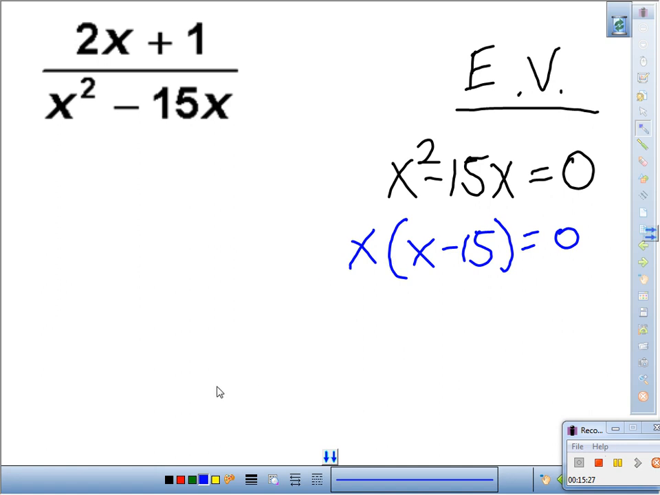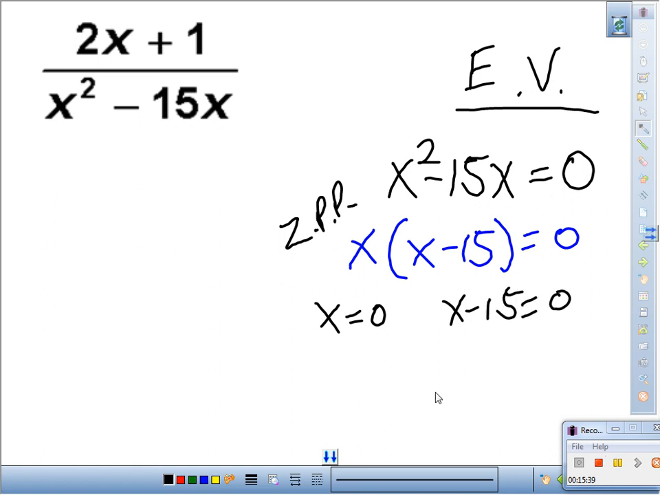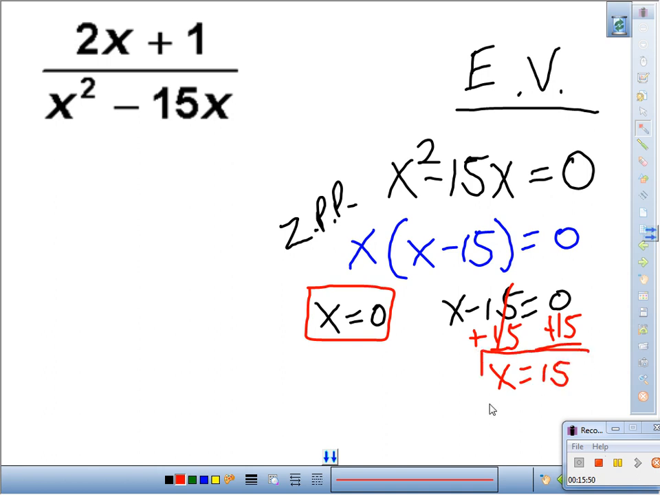Now we have two factors. What is my next step from there? ZPP, yeah, you know me. So we have x equal to 0, x minus 15 equal to 0. Let's solve. This one's already solved. I'll leave that alone. But this one I need to add 15 to each side. Therefore, x equals 15.